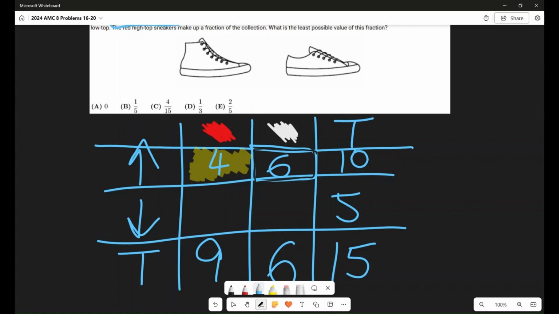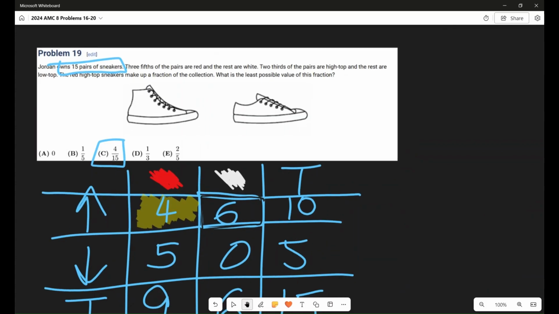And just to make sure that this is a valid situation, we can say this is 5, this is 0, and we see that it works out. So 4 red high top sneakers out of a total of 15 sneakers gives us an answer of 4/15. And we can keep it moving.